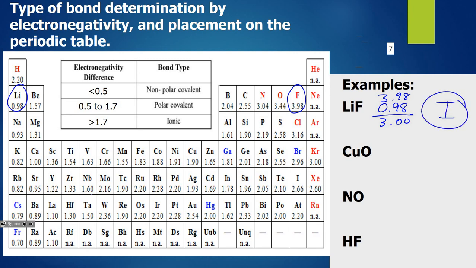Would you do the other three and see what you get for what kind of bond they are? I'll go and circle where the elements are if you don't know where they are, so you can find them fast. And you just take the one that's the highest electronegativity minus the one that's just lower.